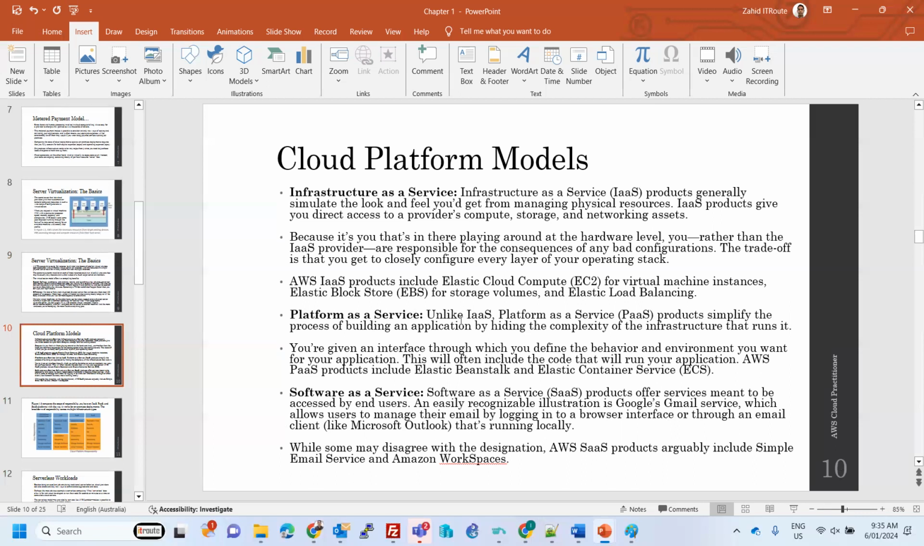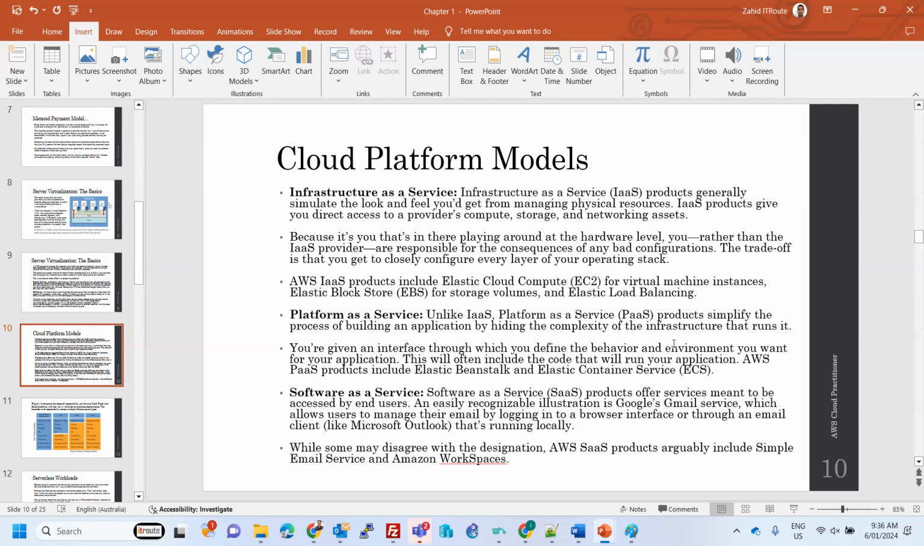Then platform as a service. Unlike infrastructure as a service, platform as a service products simplify the process of building applications by hiding the complexity of the infrastructure that runs it. You're given an interface through which you define the behavior and environment you want for your applications. This will often include the code that will run your applications. AWS platform as a service products include Elastic Beanstalk and Elastic Container Service. So platform means they have the platform, and on top of that, you can deploy your applications.